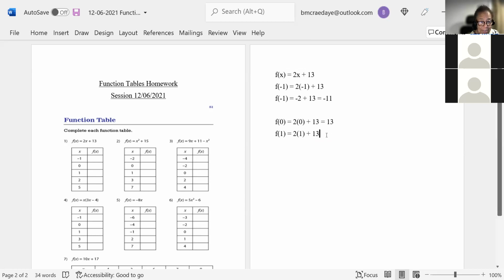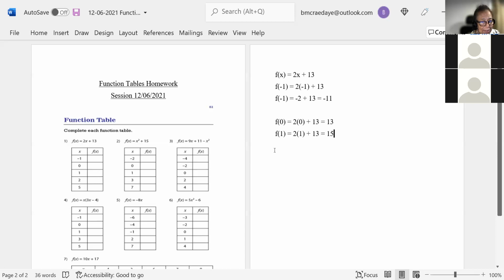What's 1 plus 13? It's 14. No, 2 times 1. Remember, it's 2x, 2 times the input. Oh, okay. 2 times 1. So what is that equal to? 2 times 1 plus 13. 15. That's your answer. So in the first one you put -11, then 13, now you're at 15.